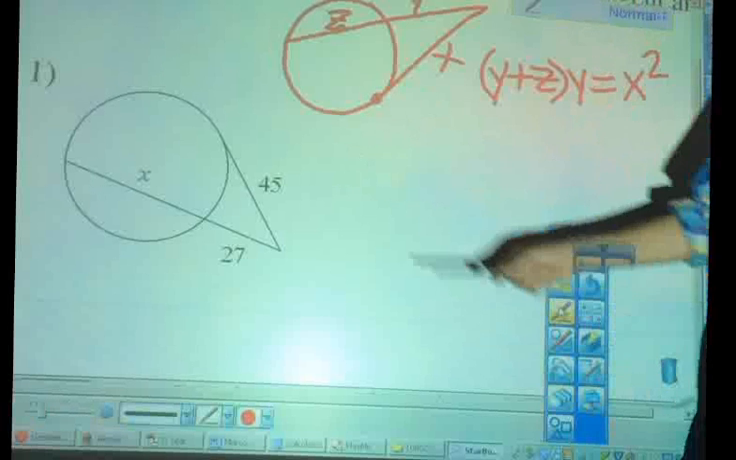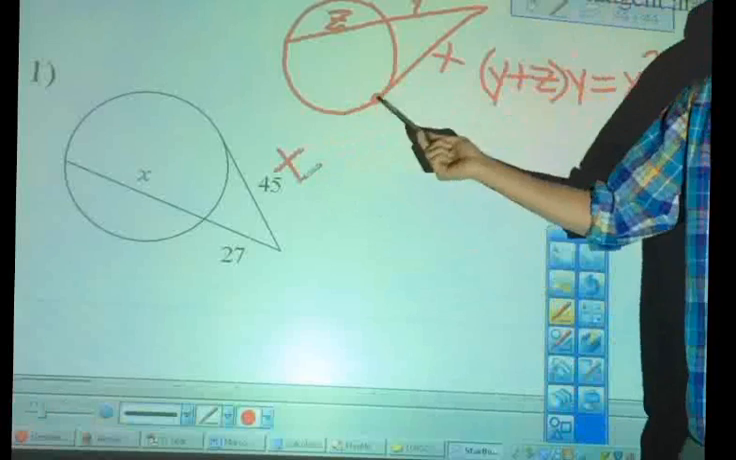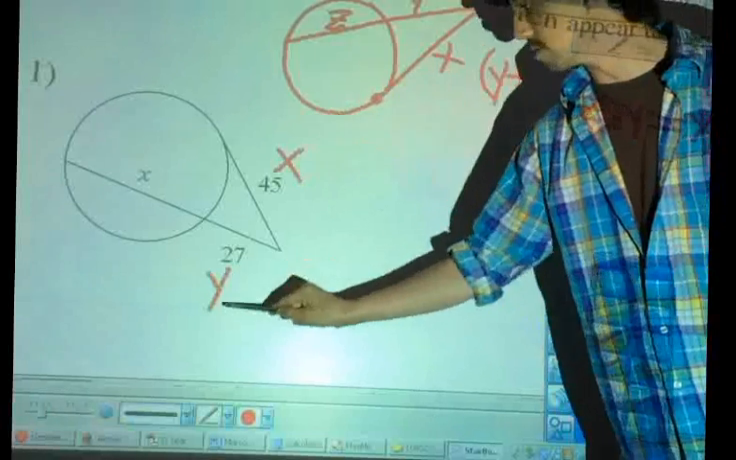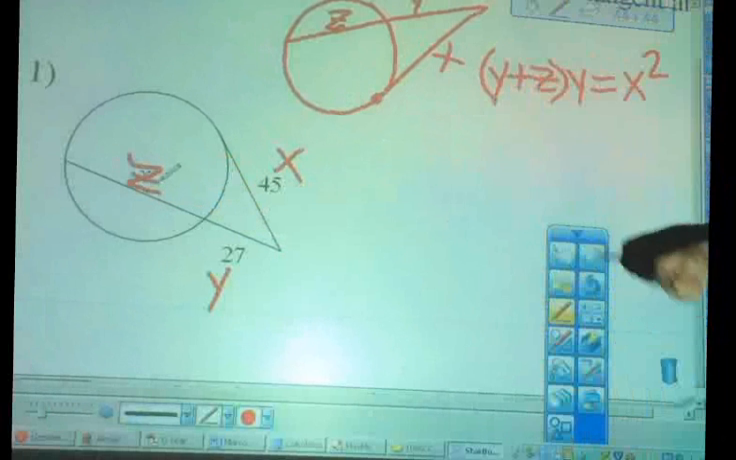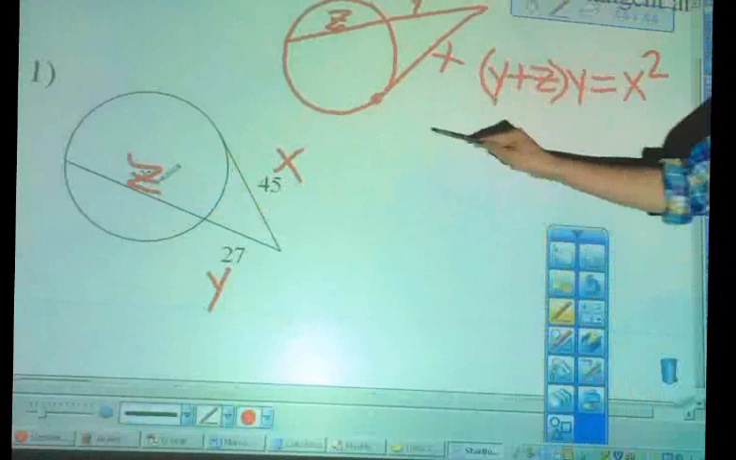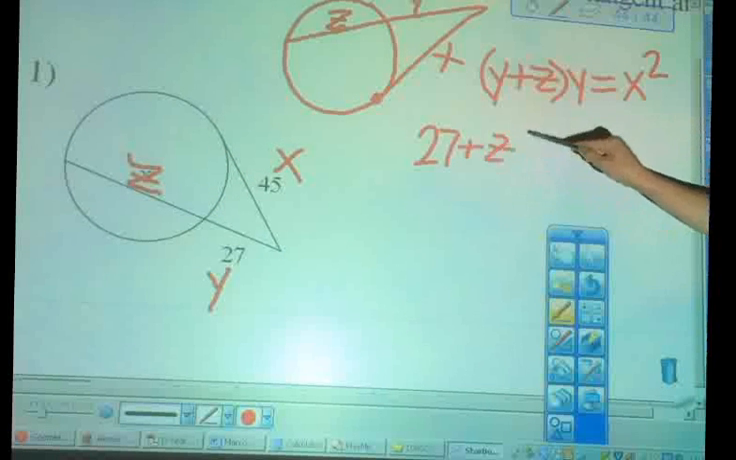Basically, the x is the one that's by itself. Notice x is just this segment. There's not another piece of it, right? The y is this part on the outside, and the z is going to be what we change x into, all right? So in this case, when I substitute all my values in, I know y is going to be 27, right? And I know z is going to be z.